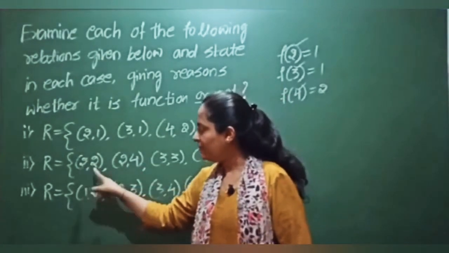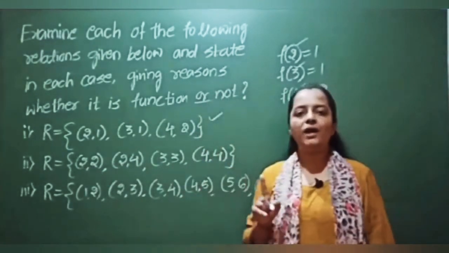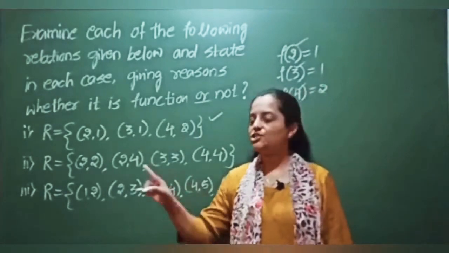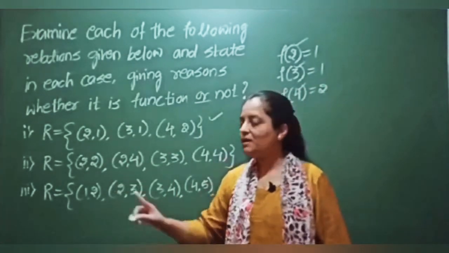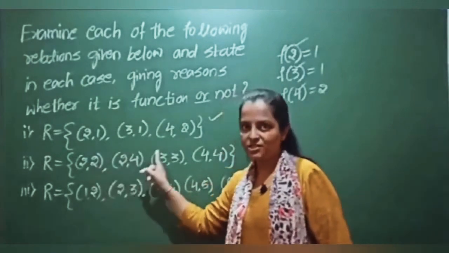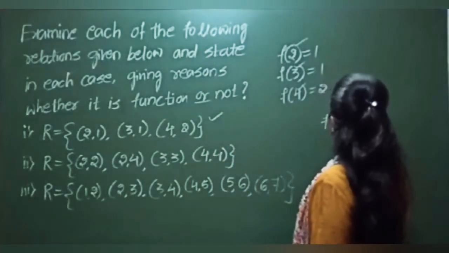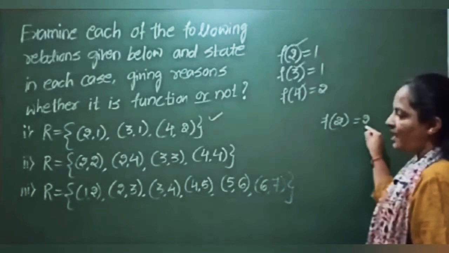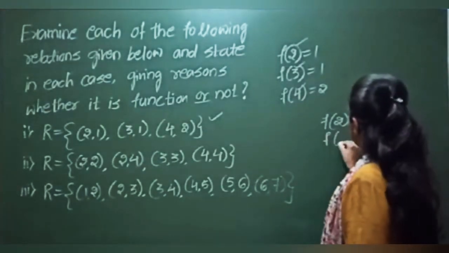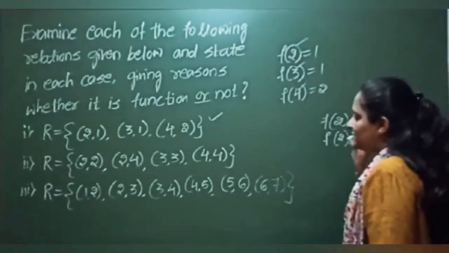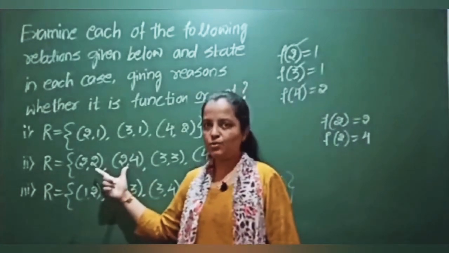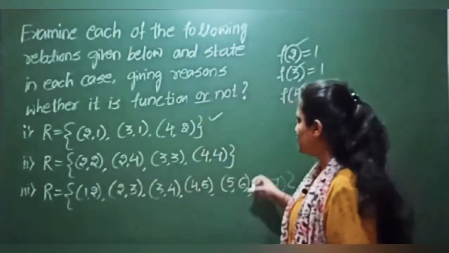See here, each and every element of the domain should have only one image in the codomain, but 2 is having two images here, right? So 2 is having two images. 2 is having image 2 and 2 is also having image 4. 2 is having 2 images here. So therefore this is not a function.